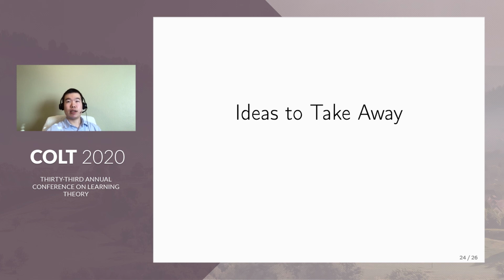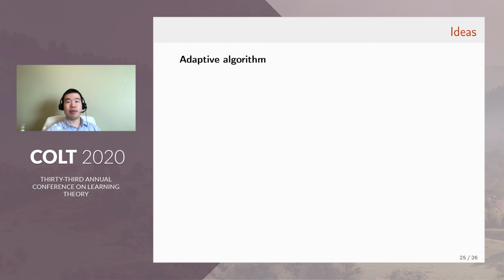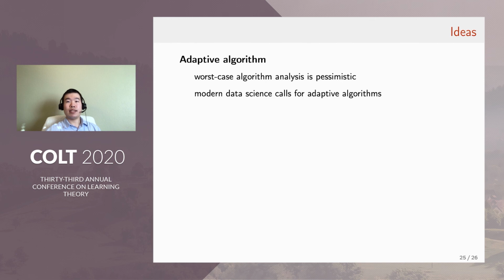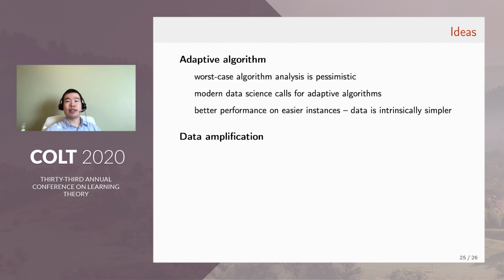Finally, I will conclude the talk with ideas to take away. The first one is adaptive algorithm design. Traditionally, people design algorithms based on worst-case analysis. This is somewhat pessimistic because the underlying distributions may not be of the worst case. Modern data science calls for adaptive algorithms, for example, in data clustering and in neural network analysis. We want to design algorithms that have better performance on easier instances, for example, if the data is of low dimension or intrinsically simpler. So this is the first idea.